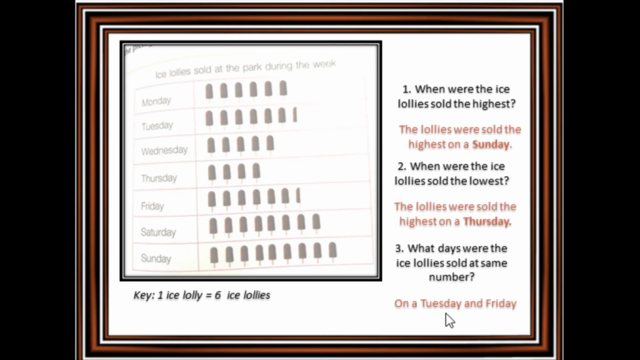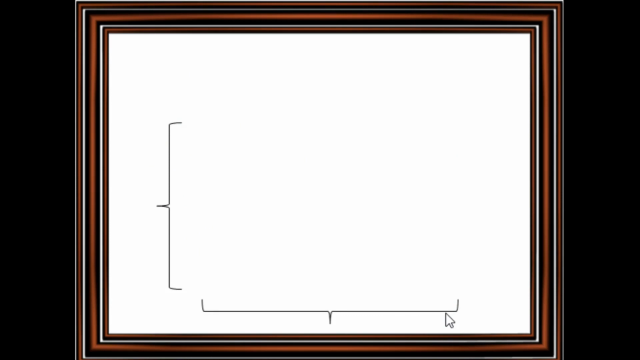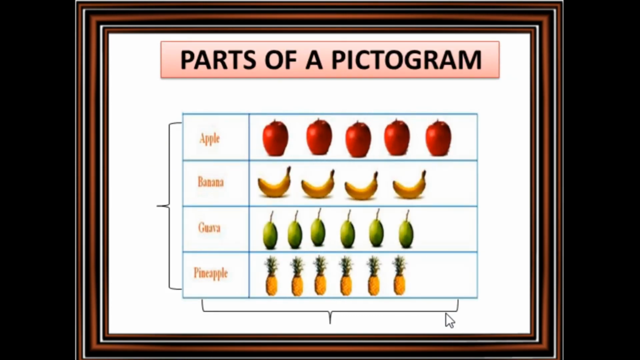Okay, that is how you're going to make a pictogram and how to answer questions involving pictogram charts. Again, what are the parts of the pictogram? We have the title. You also have the rows, columns, and of course, the key for the legend.